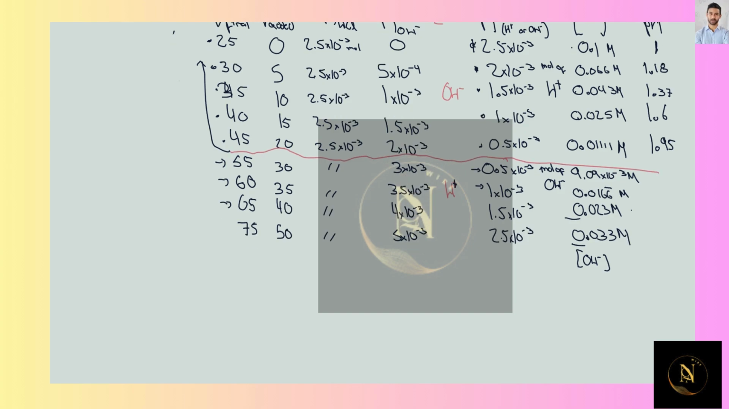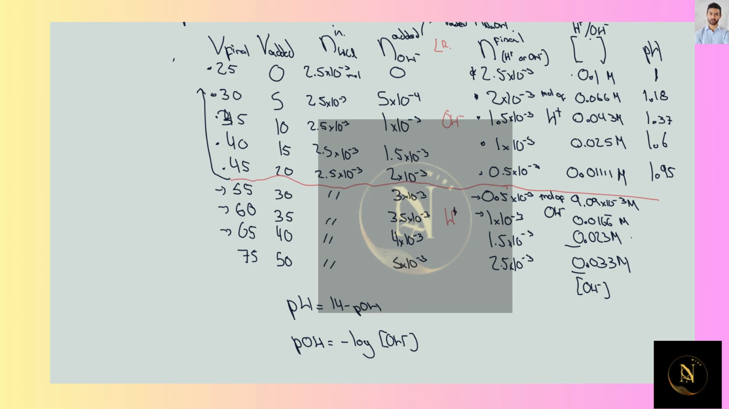So for each of these cases, recall that pH is equal to 14 minus pOH. And pOH is equal to minus the logarithm of the concentration of OH minus. So simply, I need to go ahead and do that calculation with the concentrations that I found. For example, in the first case it is 9.09 times 10 to the minus 3. I take the logarithm of that, take the minus sign, that is the pOH, and when we add it to 14, I'm going to get 11.96.